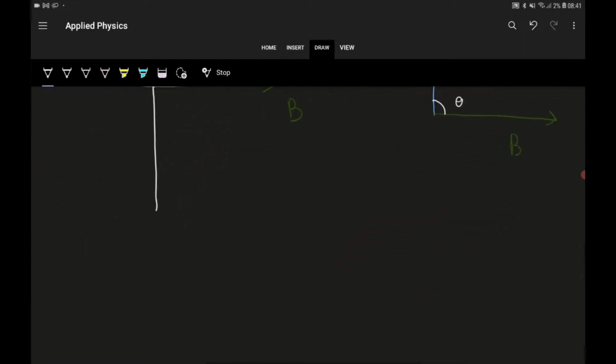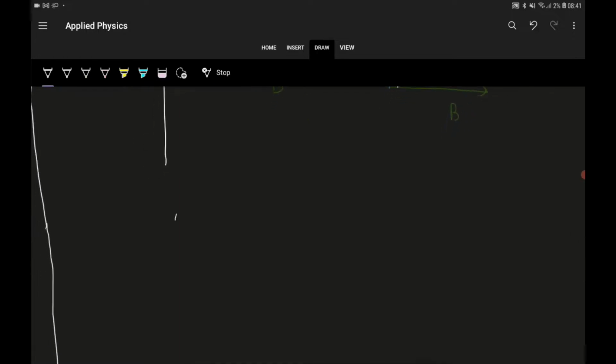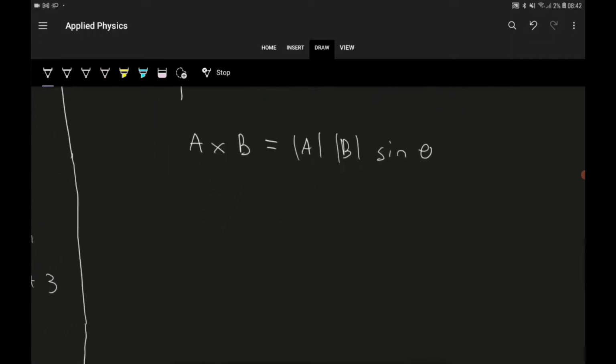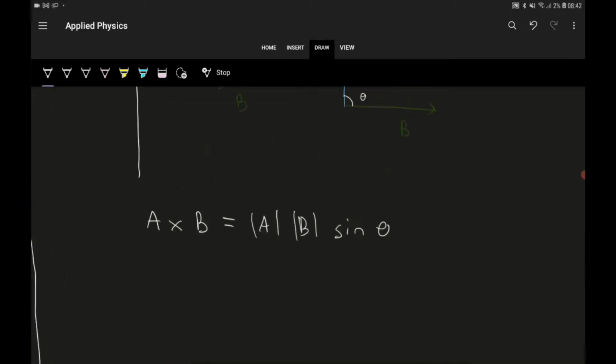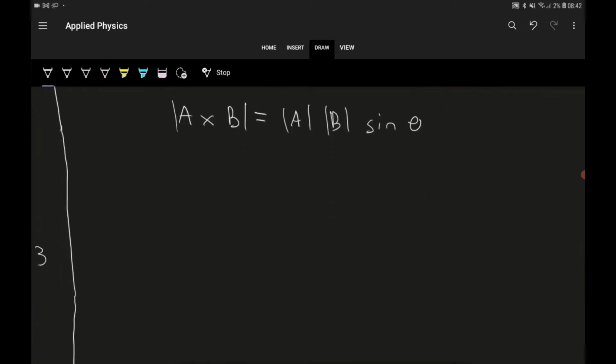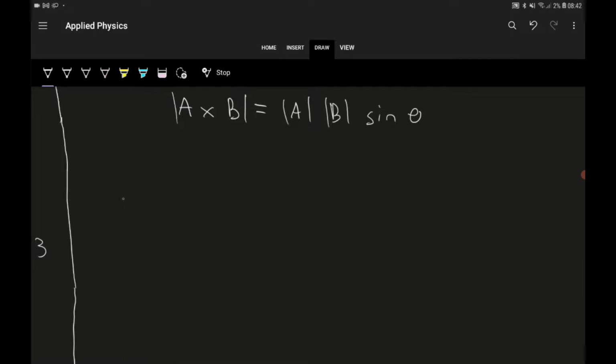Now that's all well and good, but where's the formula? And here is the simple formula. A cross B equals magnitude of A, magnitude of B, sine theta. Not cos this time, sine theta. I'm sure there's some divine mathematical reasoning as to why it's sine and cos. It's probably pretty simple, but let's just get on with it. So that's the cross product. Alright, that's nice.